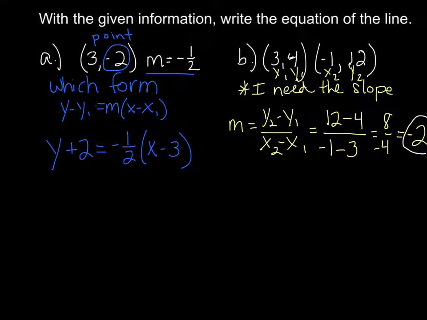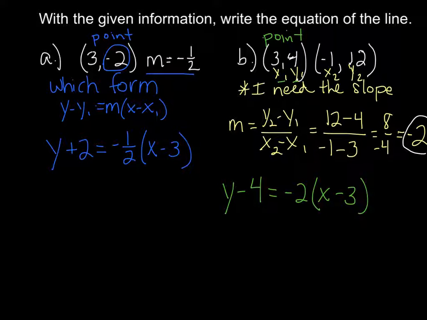And what other information do I have? Well, I've got points. So if I've got a point and a slope, I'd probably use the point-slope formula. There are ways to do that to solve for the y-intercept, but you don't have to. So I'm going to use point-slope. Look, I've got x1 and y1 right there. So I'm going to do y minus 4 equals m, negative 2, times x minus 3.